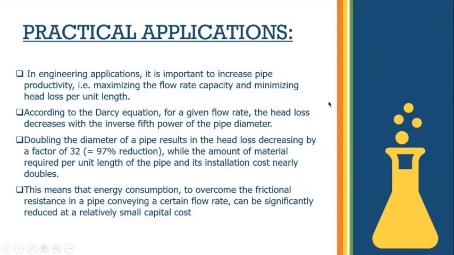The practical applications of this experiment are the engineering applications. It is important to increase pipe productivity, that is, maximizing the flow rate capacity and minimizing head loss per unit length. According to the Darcy equation, for a given flow rate, the head loss decreases with the inverse fifth power of the pipe diameter. Doubling the diameter of a pipe results in the head loss decreasing by a factor of 32, which is a 97% reduction, while the amount of material required per unit length of the pipe and installation cost nearly doubles. This means that energy consumption to overcome the frictional resistance in a pipe conveying a certain flow rate can be significantly reduced at a relatively small capital cost.